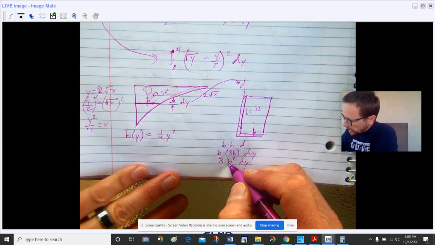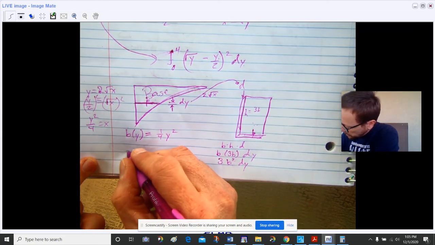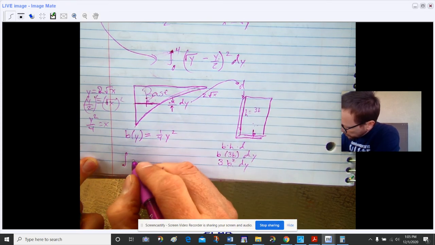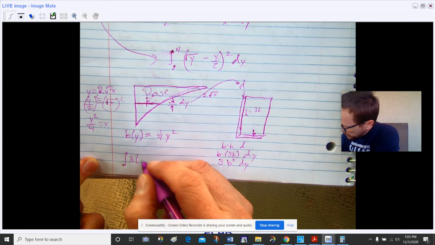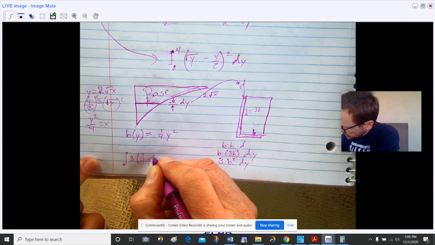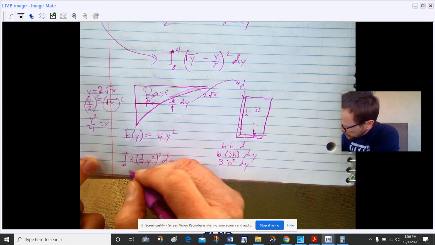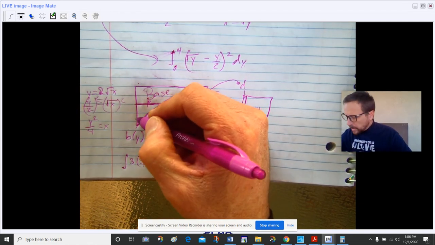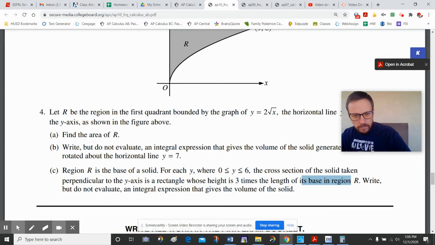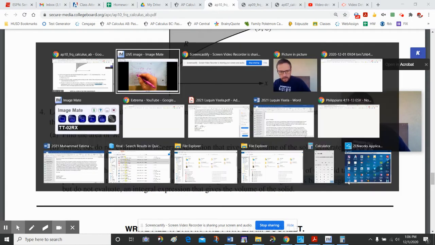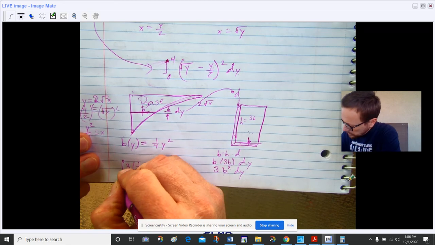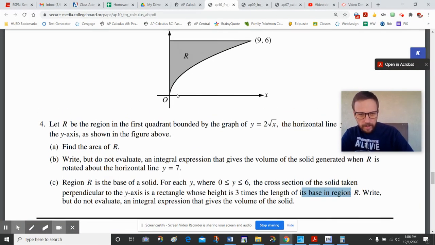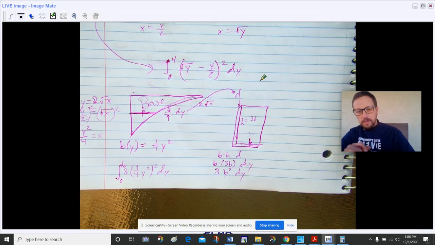So then we come back here, and we'd have the integral. We're going to have 3 times b squared, so that's 1/4 y squared dy, going in the y direction from the bottom to the top. So it goes from 0 to 6. From y equals 0 to y equals 6.